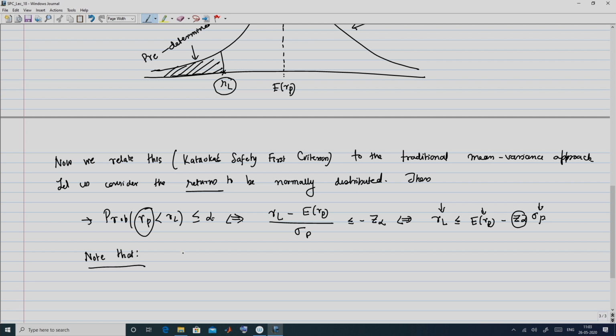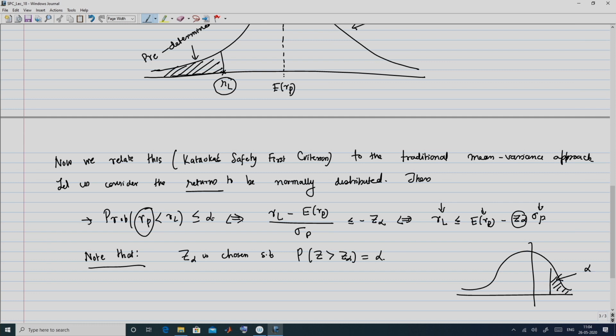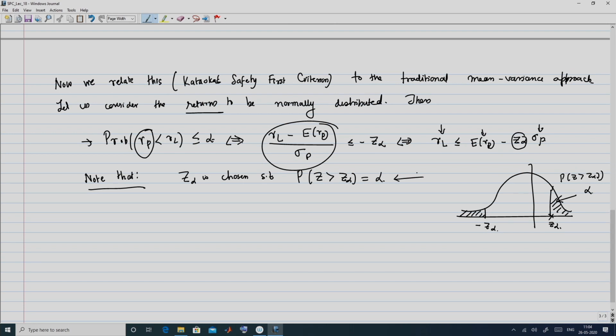So accordingly you note that Z alpha is chosen such that the probability of Z greater than Z alpha is equal to alpha. If you look at this distribution and this area under the curve, if this area is alpha, then this is nothing but the probability of Z greater than Z alpha, where this point is equal to Z alpha, and symmetrically this point here is going to be minus Z alpha. That is the reason why we can use this expression for Rp minus RL, and this is going to be less than or equal to minus Z alpha. So, this is the definition of my Z alpha.